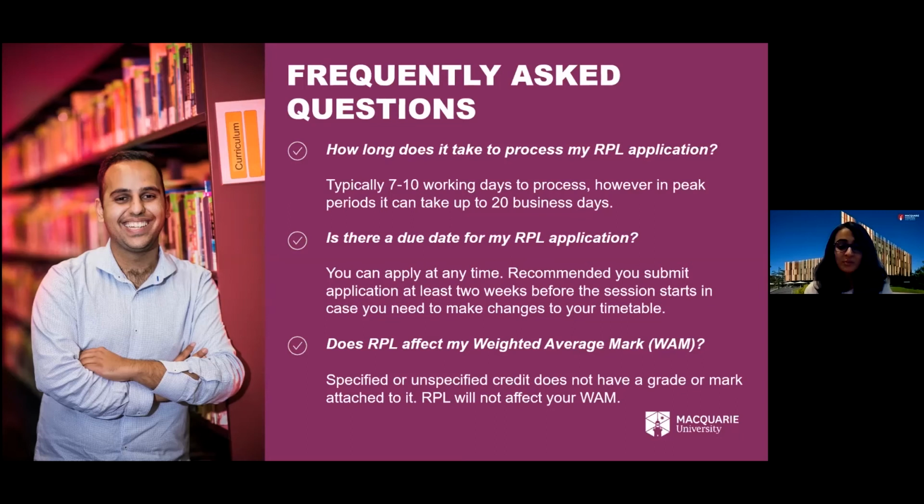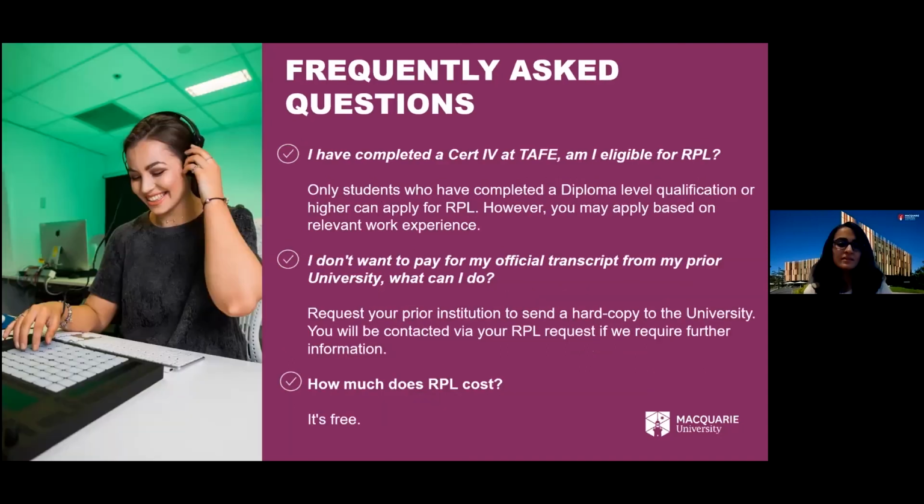Would RPL affect my weighted average mark or WAM? Before I answer this question, I'm going to answer another question. What is WAM or weighted average mark? Well, WAM is short for the weighted average mark, and it is an indication of overall academic performance. It's the average mark you achieve across all completed units in your degree, including any failed or repeated attempts. Now, because specified or unspecified credit does not have a grade or mark attached to it, RPL will have no bearing on your WAM.